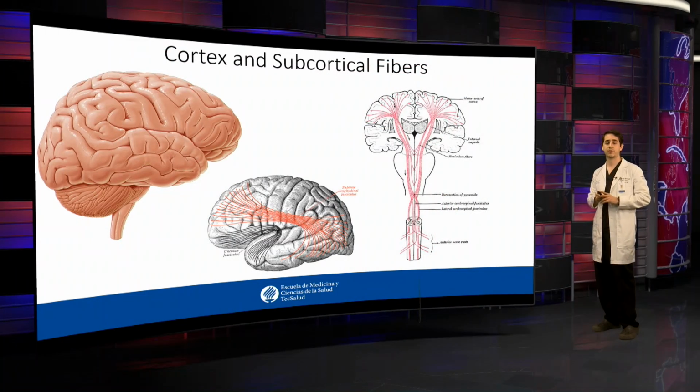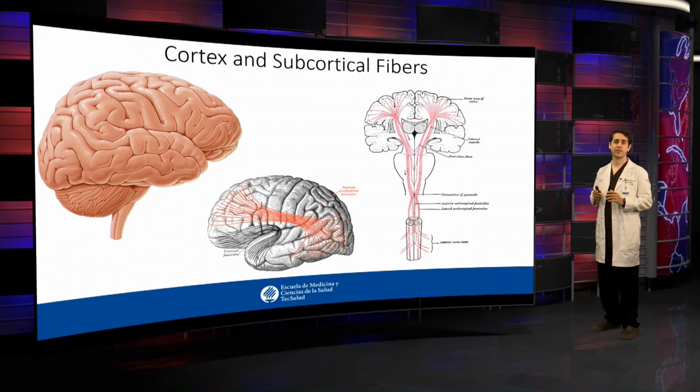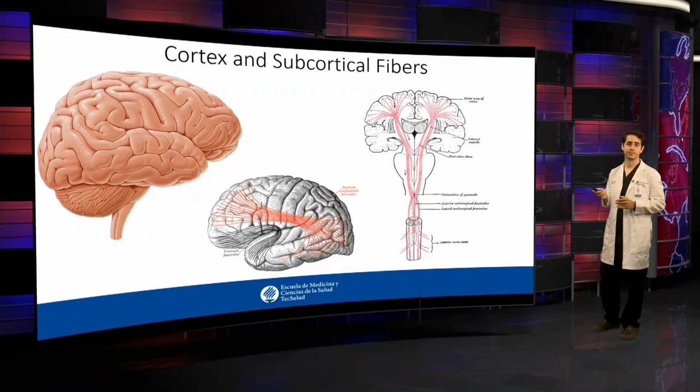Well, cortex and subcortical fibers. The outermost layer of the cerebrum is the cortex, which has a slightly gray appearance, and it has a folded structure. Each fold is termed a gyrus, while each groove between the folds is termed a sulcus. Below the cortex are axons, which are long fibers that connect neurons.